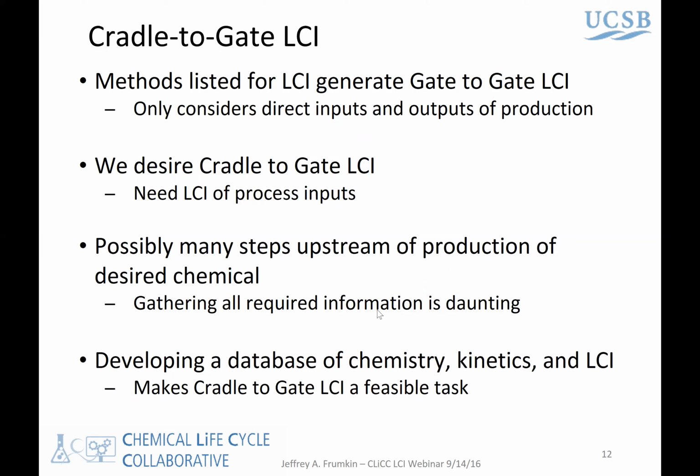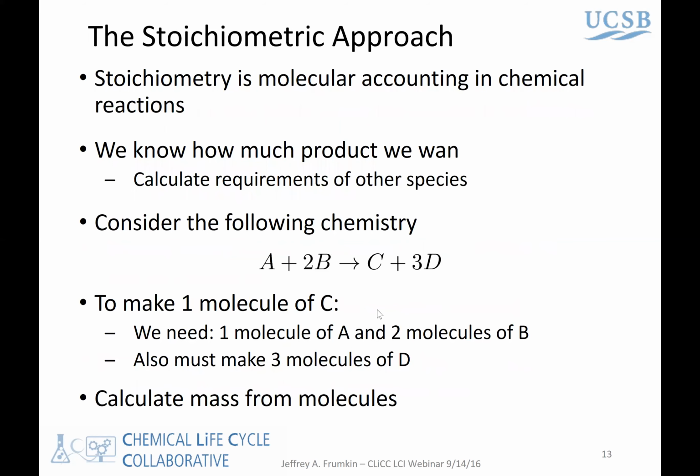Now, as Runsheng mentioned, there are possibly many steps upstream of producing the chemical you want, maybe even going all the way back to the chemical feedstocks. And gathering all this information is really a daunting task. However, with this database we are generating, it makes generating cradle-to-gate life cycle inventory a much more feasible task. In this database we're developing, we are collecting information about the chemicals, the associated chemistry, kinetics when available, and also life cycle inventory information. So let's go over some of these approaches.